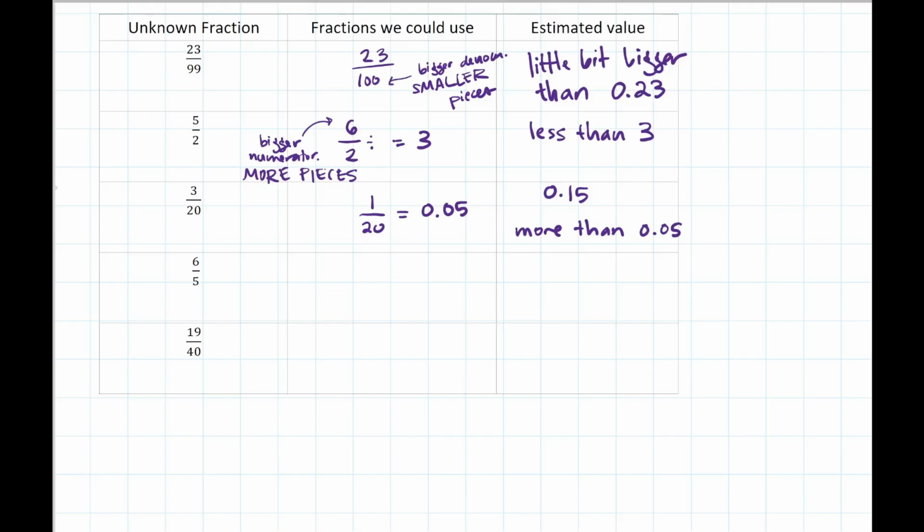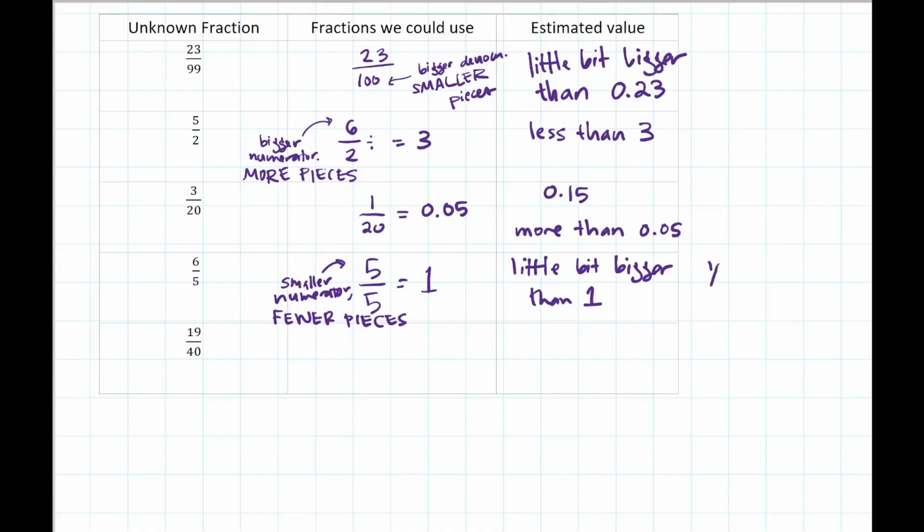All right, here we are with 6 fifths. And I'm going to compare that one, changing just the numerator to 5 fifths. I know what that is. That's just a big old 1. 5 divided by 5 is 1. Now we had a smaller numerator, but the same size pieces, right? 5 on the bottom. So we have fewer pieces. So 6 fifths is a little bit bigger than 1. I mean, you could even say it's 1/5 more than 1. But that's getting precise. That's not what we're here for today.